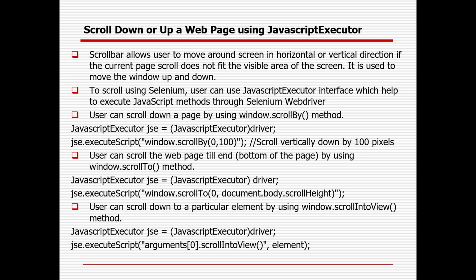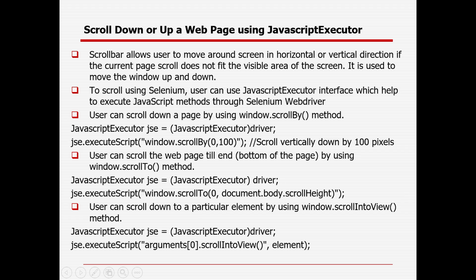A scroll bar allows the user to move around the screen in a horizontal or vertical direction if the current page does not fit the visible area of the screen. It is used to move the window up and down. To scroll using Selenium, the user can use the JavaScript Executor interface, which helps to execute JavaScript methods through Selenium WebDriver. In case the user wants to scroll by particular pixels, we can do it. The user can scroll a page by using the window.scrollBy method.